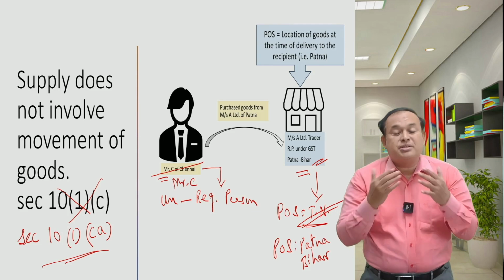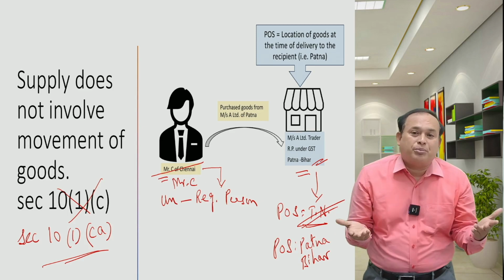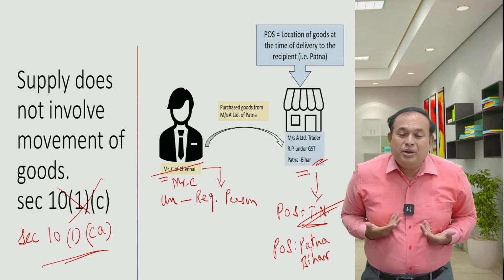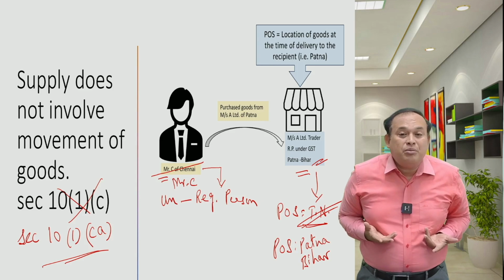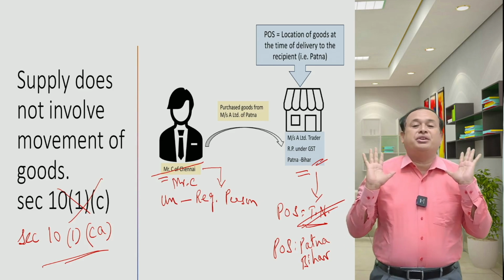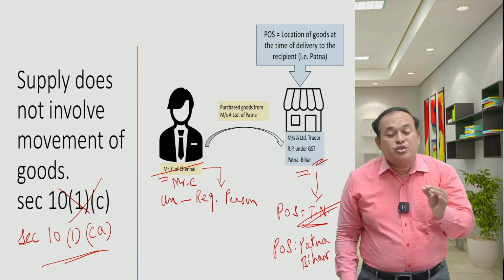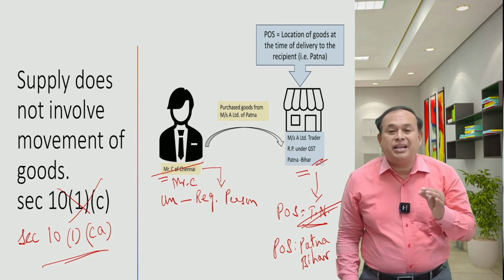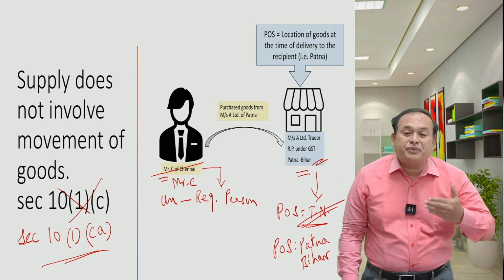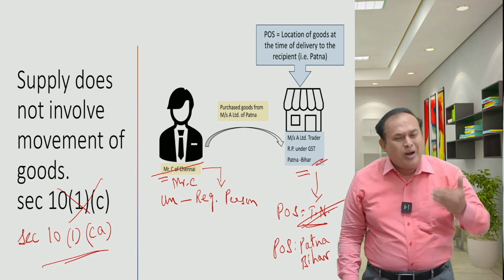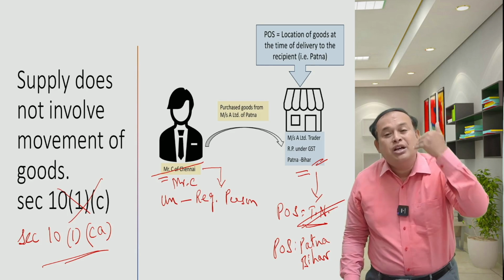In such circumstances, what is the place of supply? The location of the supplier, Tamil Nadu, Chennai, is the place of supply. At that time, liable to pay CGST, SGST. This is sufficient, the way in which Section 10, Subsection 1, Clause CA is introduced from 1st October 2023. One can definitely expect it in the coming exam of May 2024.